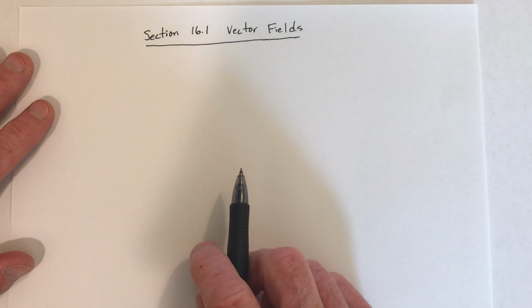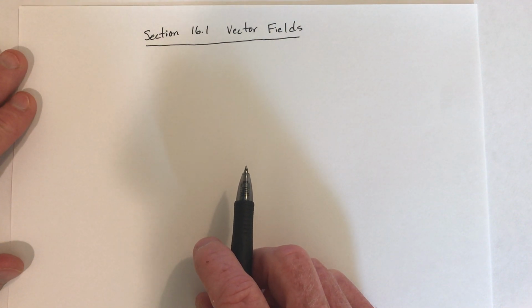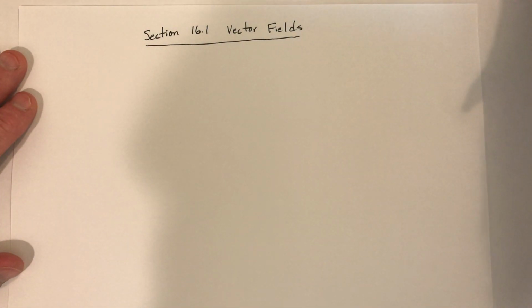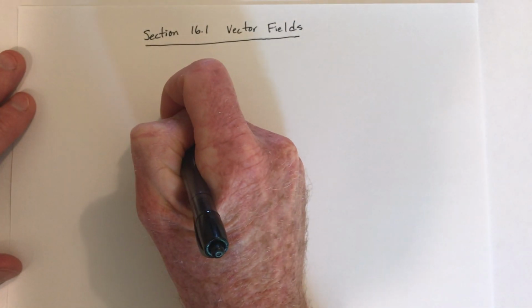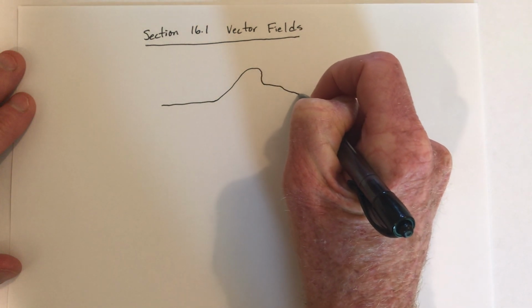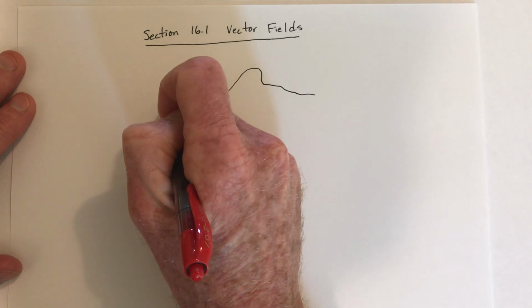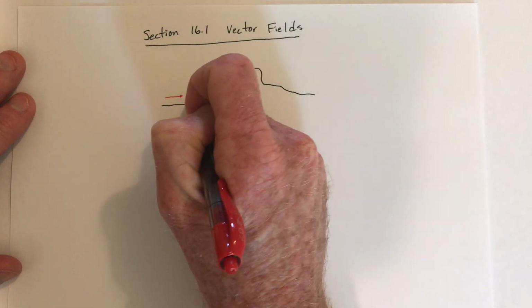And now for chapter 16, the last chapter of Math 3C. So this is about vectors. So suppose that this is the bottom of a river and then the water is flowing along. So here it's pretty much unimpeded, so it's flowing pretty fast.